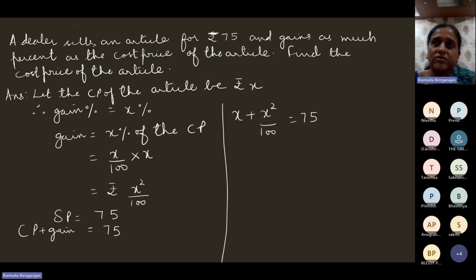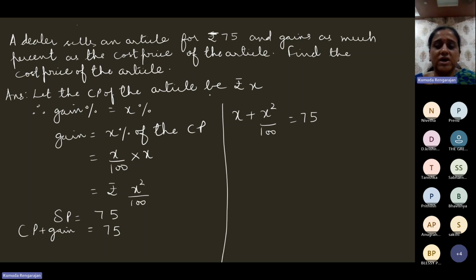So if the cost price of the article is 10 rupees, he gains 10%. If the cost price of the article is 50 rupees, he gains 50%. If the cost price of the article is 75 rupees, he gains 75%. So he gains as much percent as the cost price of the article. Whatever is the cost price of the article, that much percentage is the gain percentage.